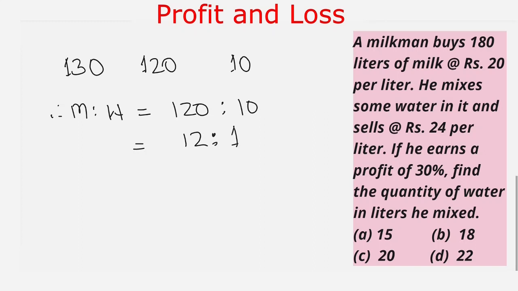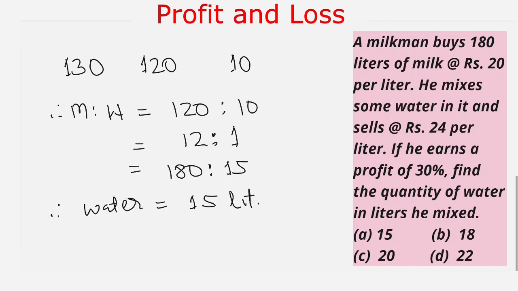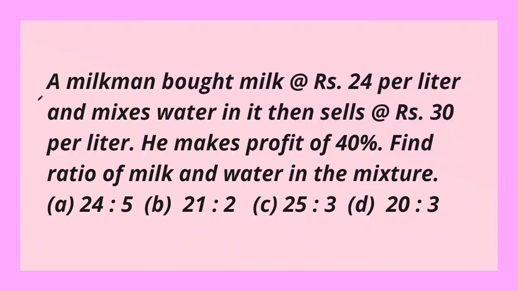But the quantity of milk given to us is 180 liters. So we have to make 12 equal to 180. So we have to multiply both quantities by 15. So 12 multiplied by 15 is 180. So milk quantity is 180 and water quantity is 1 multiplied by 15, which is 15. Therefore water equals 15 liters. And from the given options, our answer is option A, 15 liters. Hope you have understood this shortcut method. We go to the next question.